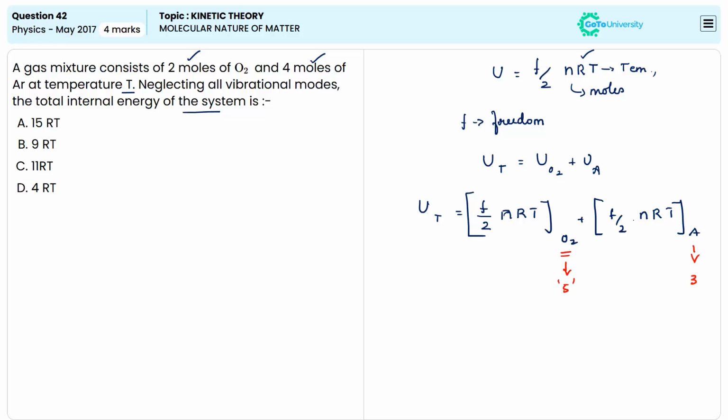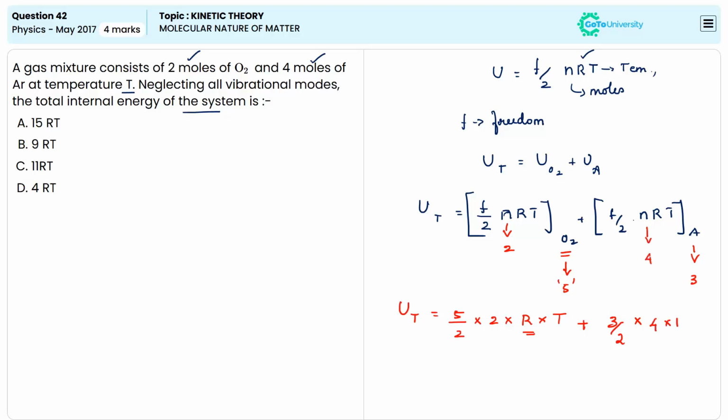So here we can apply the values. U will be equal to 5 divided by 2 times n, the number of moles of oxygen, which is given as 2 in the question. So 2 times R. We are not applying the R value here because in the answer options everything has R. Whereas temperature is given as T, so we are just applying T, plus 3 divided by 2 and the number of moles of argon is given as 4.